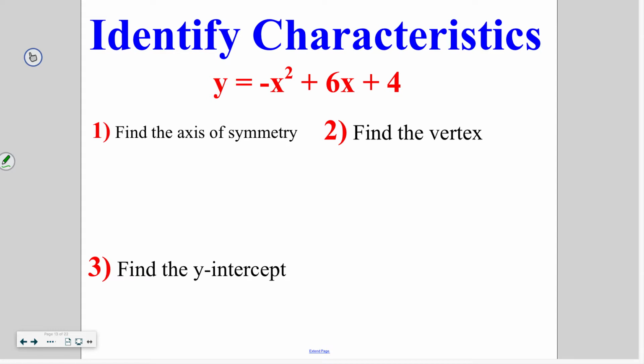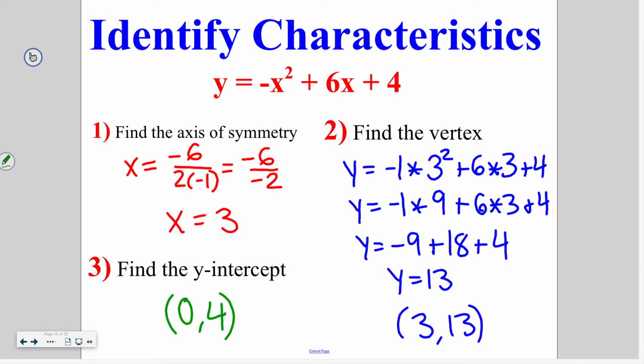Go ahead and try this one on your own. Negative b over 2a results in 3. When I plug in 3, I end up with a y value of 13. So 3, 13, and then for my y-intercept, 0, comma, c gives me 0, 4.